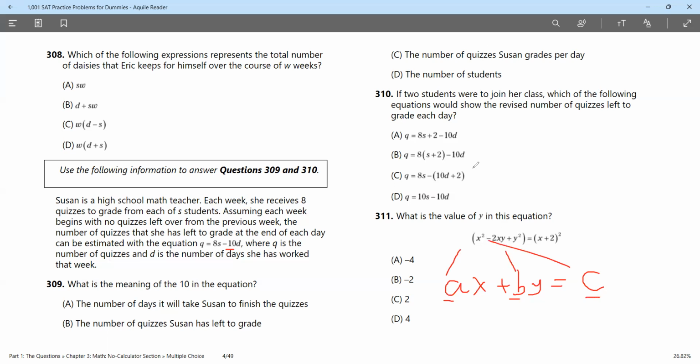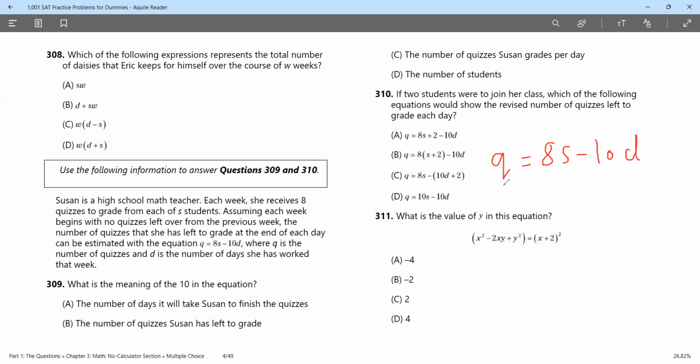In our equation, it is written as Q equal 8S minus 10D, okay? Q represents the number of quizzes, as given. Because Q is the number of quizzes, 8 and 10 are also numbers of quizzes. But what is the main difference? Q is the total number of quizzes left.